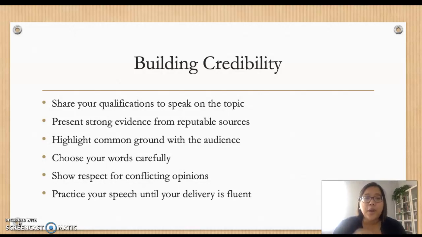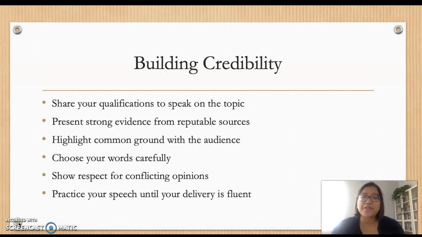And then you're going to highlight common ground with the audience. You want to choose your words carefully. You want to show respect for conflicting opinions. So if, for instance, you know that some of your audience members disagree with where you stand, then you want to show that you respect their opinion on that issue.